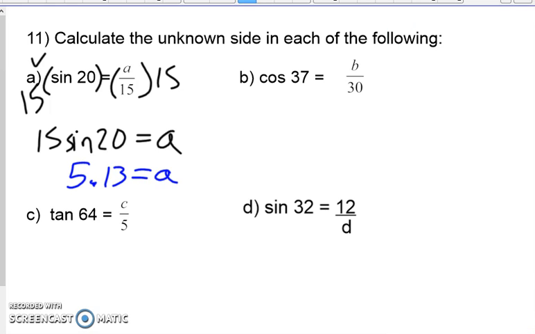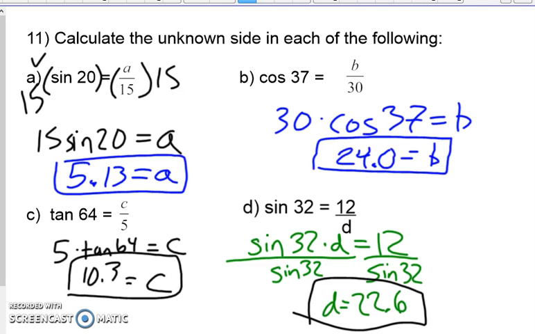Go ahead, pause the video, solve the rest of these, and come back to check your answers, please. Okay, go ahead and check your answers there, please.